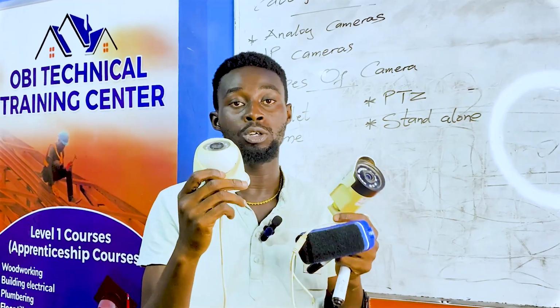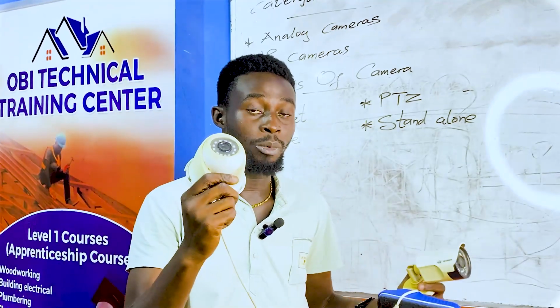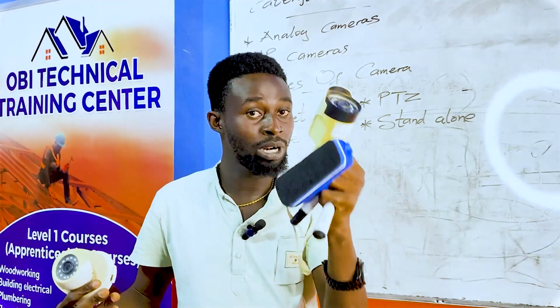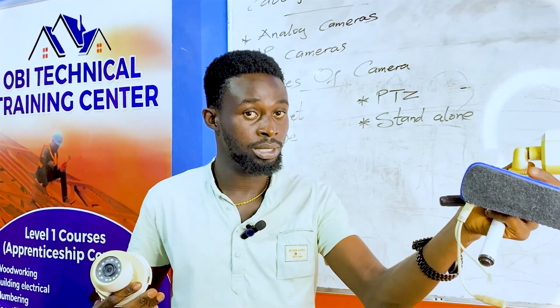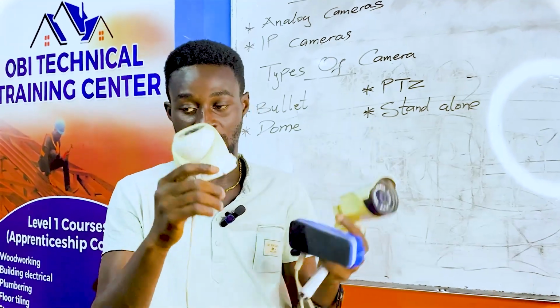The indoor cameras normally take wide shots. In other words, dome cameras take wider shots, and the bullet cameras take longer shots. So please note the difference. This is how they look.